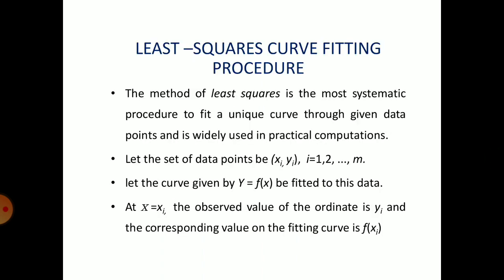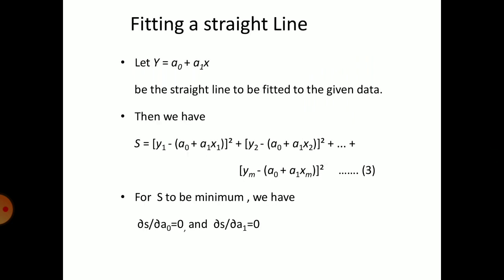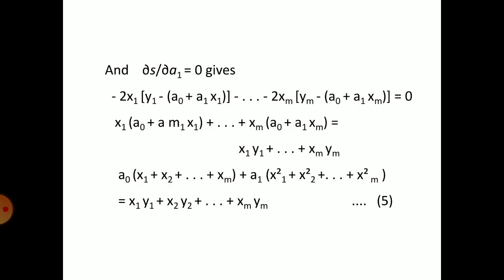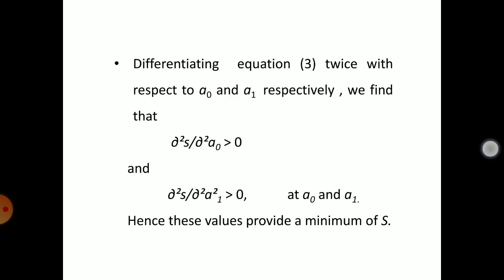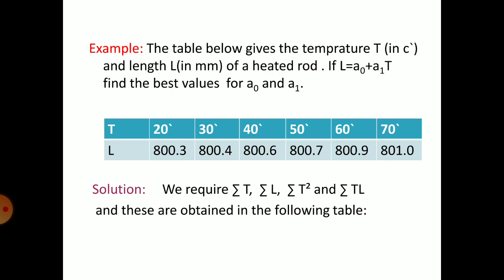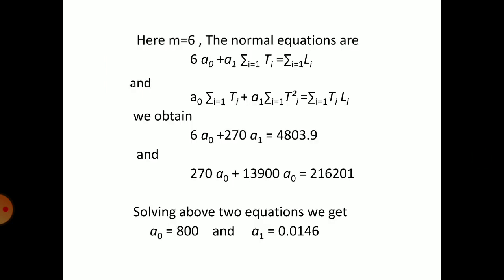Yesterday we fitted a straight line whose equation is given by y is equal to a0 plus a1 x, and obtained the normal equations which are given by equations 6 and 7. The equations 6 and 7 are simultaneous equations in unknowns a0 and a1. We shall solve these simultaneous equations, obtain the values of a0 and a1 and put them in the given equation. We have seen one example.